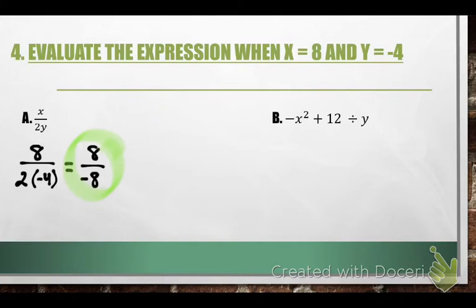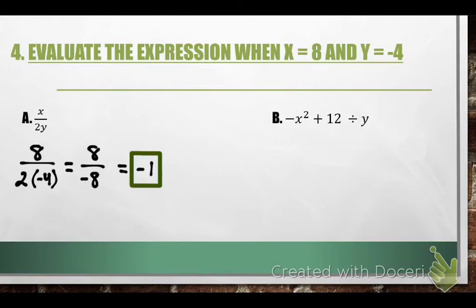Looking at this right here, Garrick, is my answer going to be positive or negative? You got to count the number of negative signs you see. There's 1, that's an odd number. So if you have an odd number of negative signs, will your answer be positive or negative? It will be negative. Okay, so then what is 8 divided by 8? 1. So the correct answer is? Negative 1. Very good.